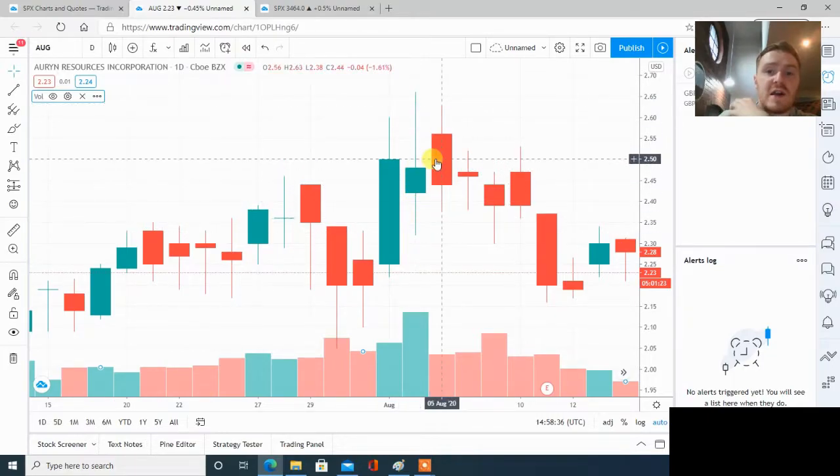All right. Let's look at the next candle. This is the day after, 5th of August. What happened here was the price actually opened higher.